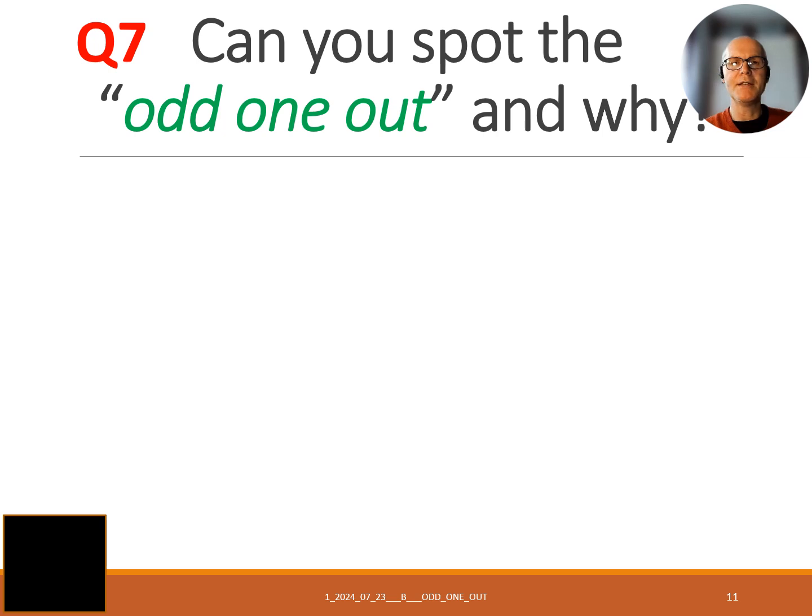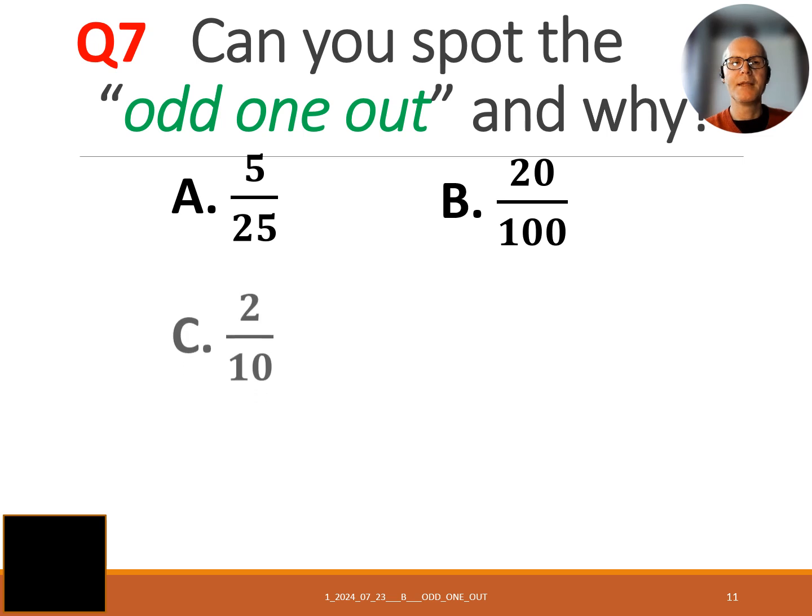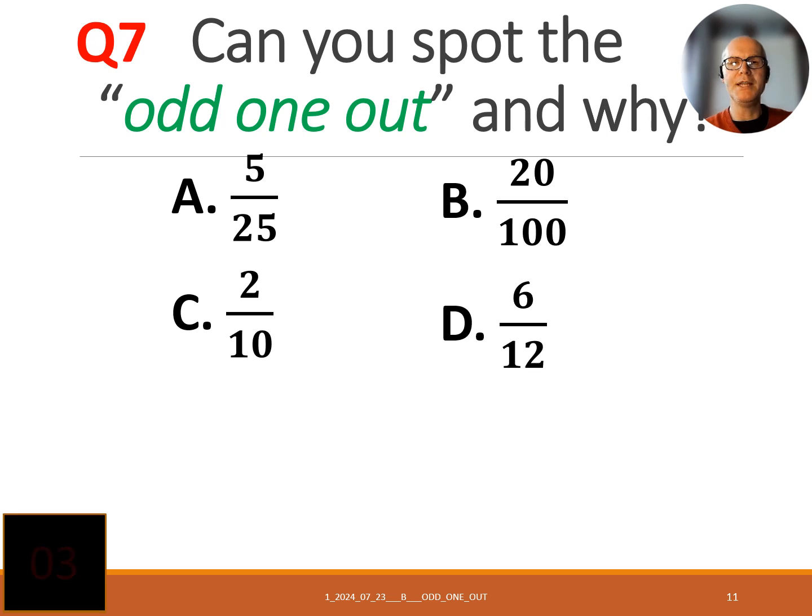Question 7. A. 5/25, B. 20/100, C. 2/10 and D. 6/12. What's the odd one out from these 4 options?